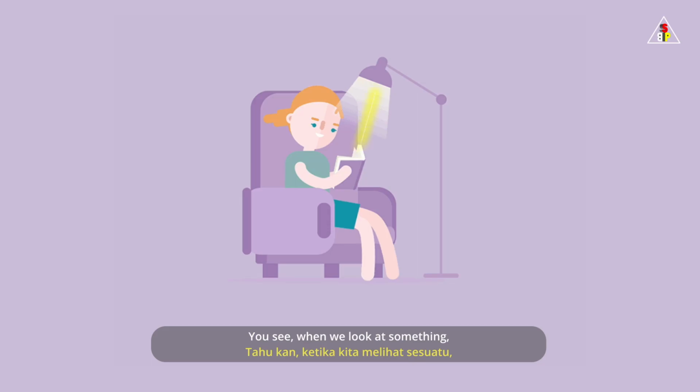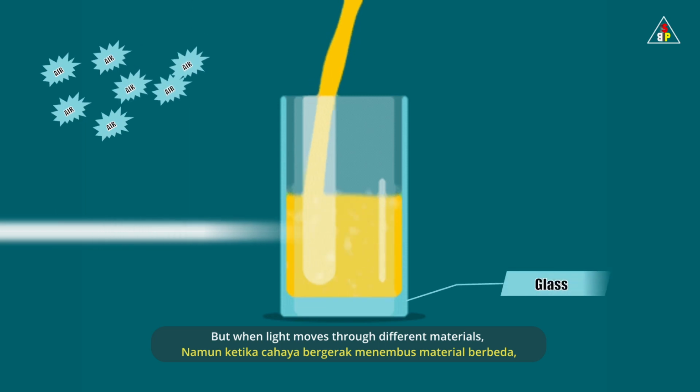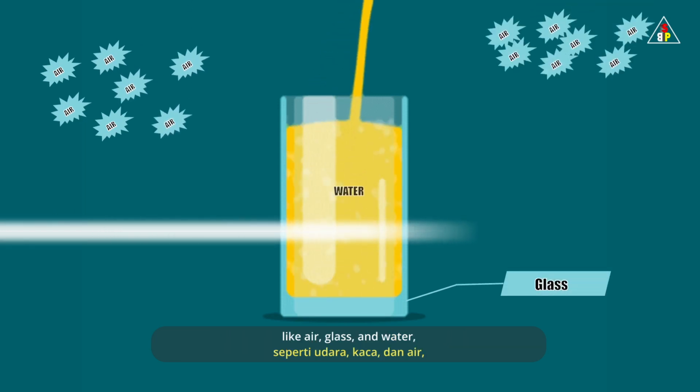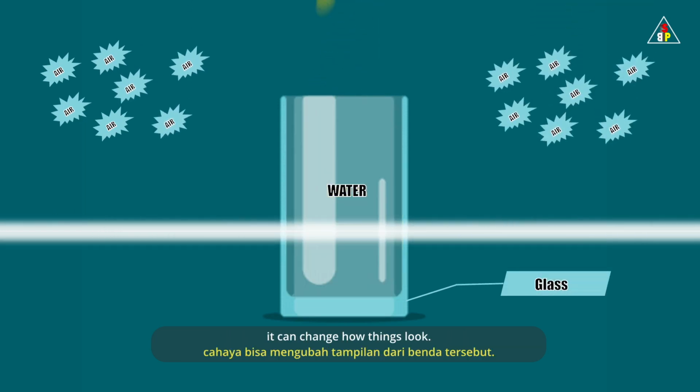You see, when we look at something, we're actually seeing the light that bounces off that thing and goes into our eyes. But when light moves through different materials like air, glass, and water, it can change how things look.